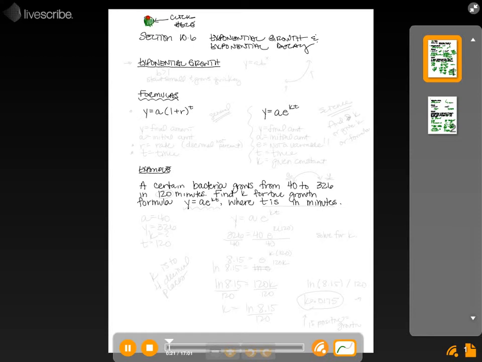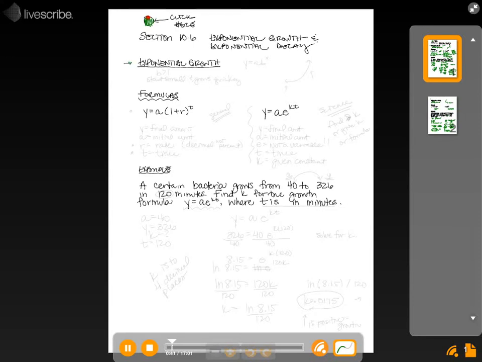If B is greater than 1, it's growth. If B is between 0 and 1, then it's decay. And that applies to this. In this section, we're going to tie everything we've learned from Section 10.1, 10.4, and 10.5 using common logs and natural logs, because you'll need to know all of that in this section.